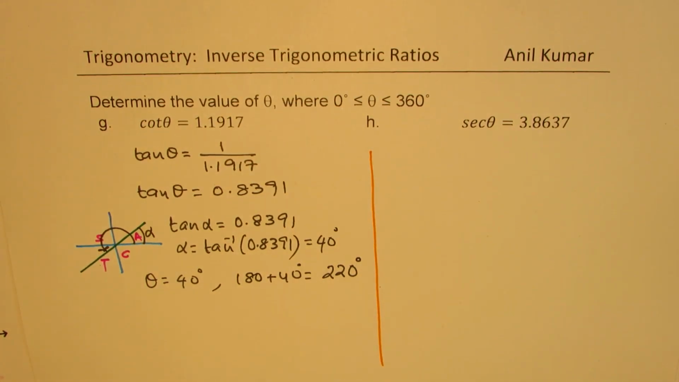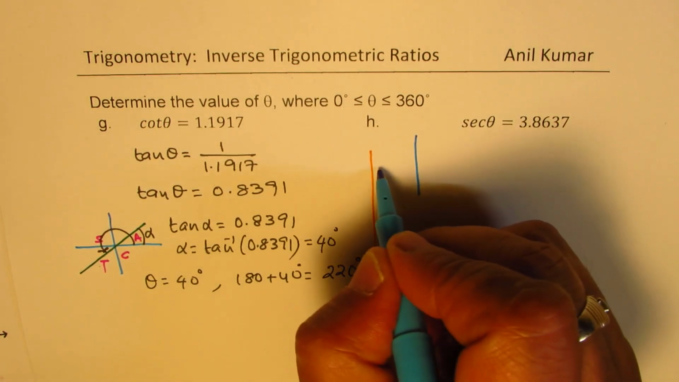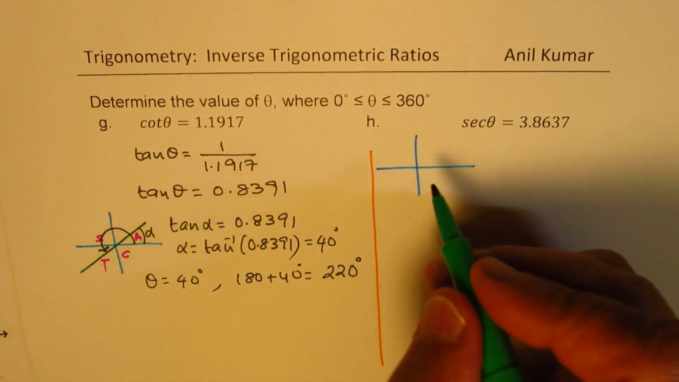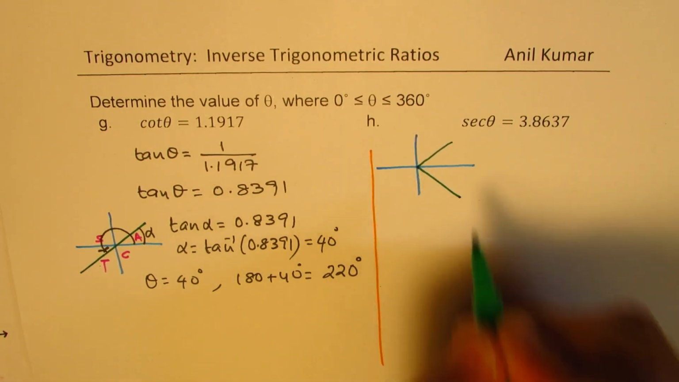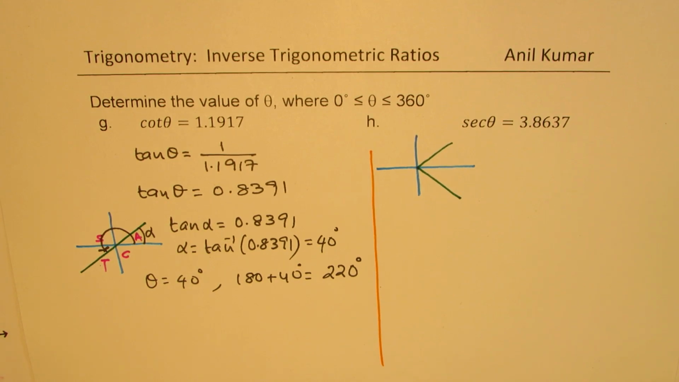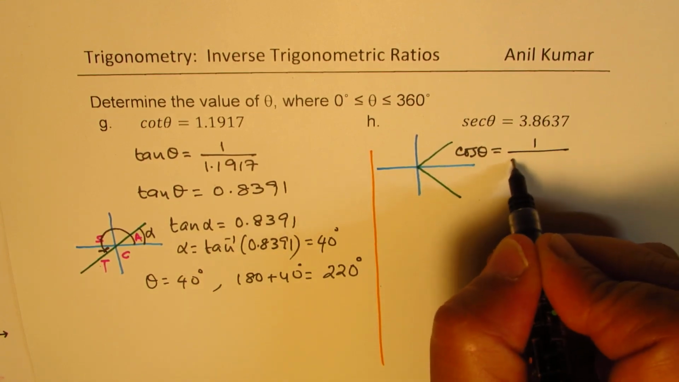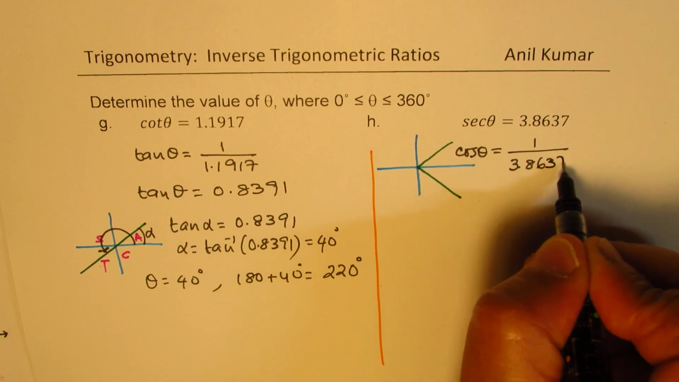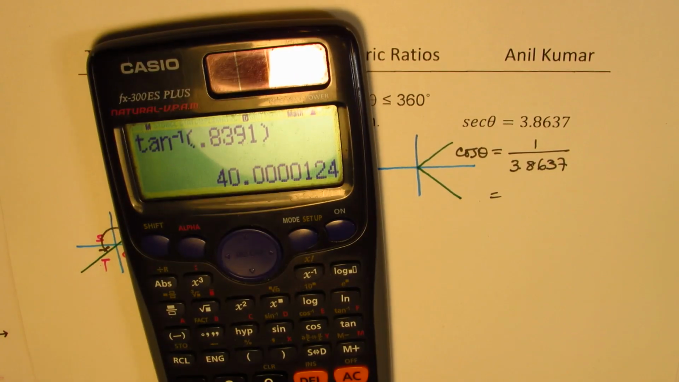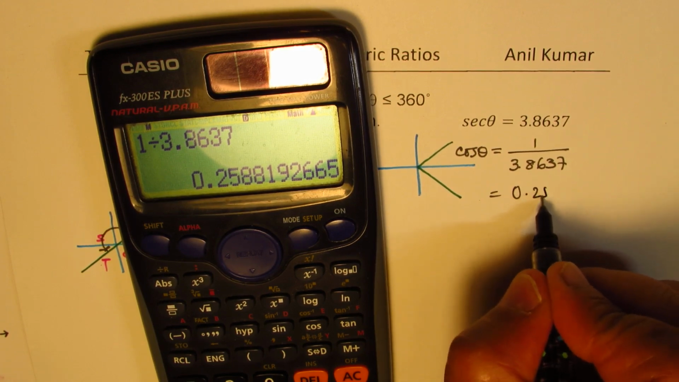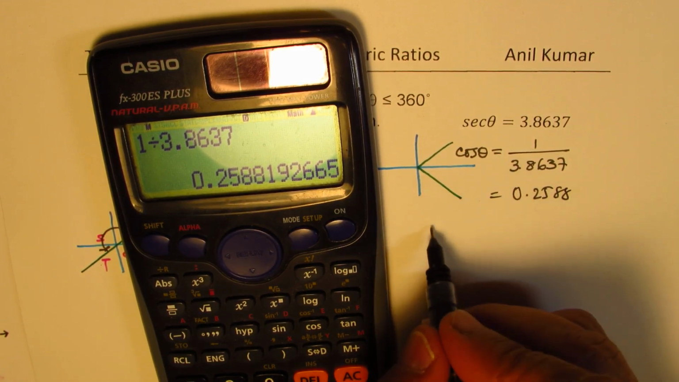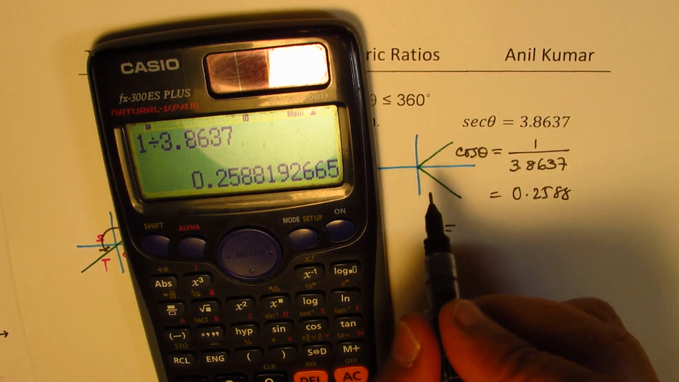Now the last question for you. We'll now work on secant theta, which is positive. Positive means we are looking for a solution either in quadrant 1 or in quadrant 4, right? Now secant is the reciprocal of cos. So that means cos theta equals 1 over 3.8637. Let's find this value. So we have 1 divided by 3.8637, which is equal to 0.2588, right?